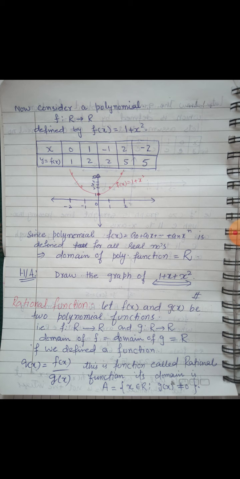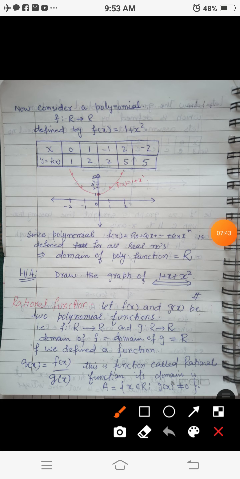Now how to draw the graph of a polynomial? Usually we consider this particular case: a polynomial f of x equals 1 plus x square. This is a quadratic polynomial, meaning the polynomial whose degree is 2. As a function it is from R to R. Clearly its domain is the set R, because sum, difference and multiplication of real numbers is always a real number. That is why polynomial functions are defined over the entire set R.